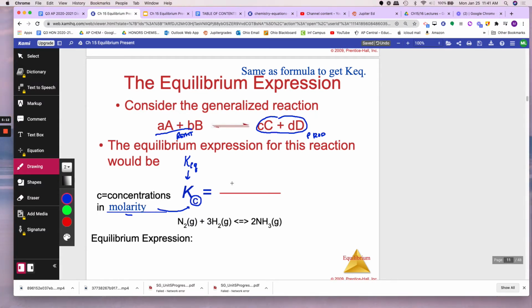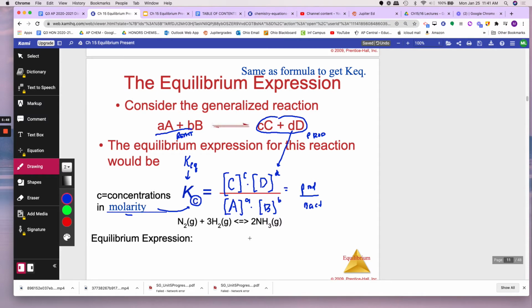So products are over here, so it's going to be C, and the coefficient becomes the exponent. Times, you're not adding those, you're multiplying it, D, and the exponent D. These are the products. Over here are the reactants. So it would be A to the power of whatever A is, times B to the power of B.